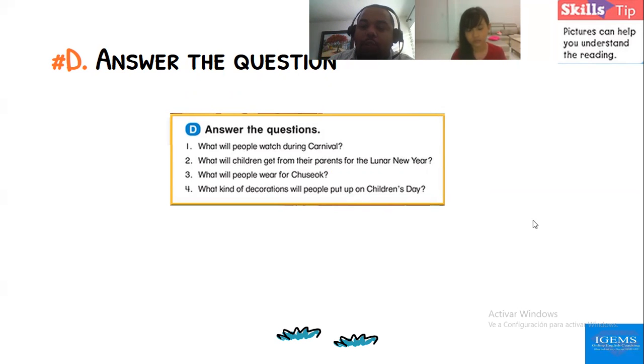Let's go ahead with the next one. Number two, what will children get from their parents for the Lunar New Year? The children will get a gift of money called hongbao. Hongbao. And you told me that the hongbao is a gift with money, right? Bao li xi. In Vietnam, they say bao li xi. Oh, do you have similar words in Vietnamese like in Chinese?